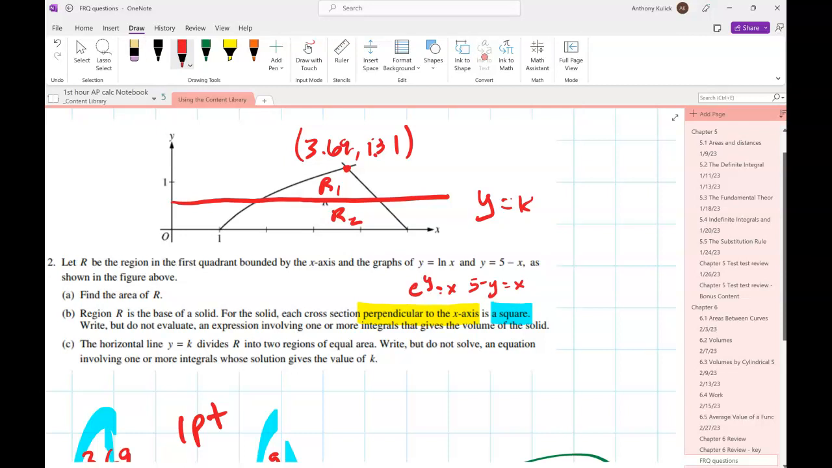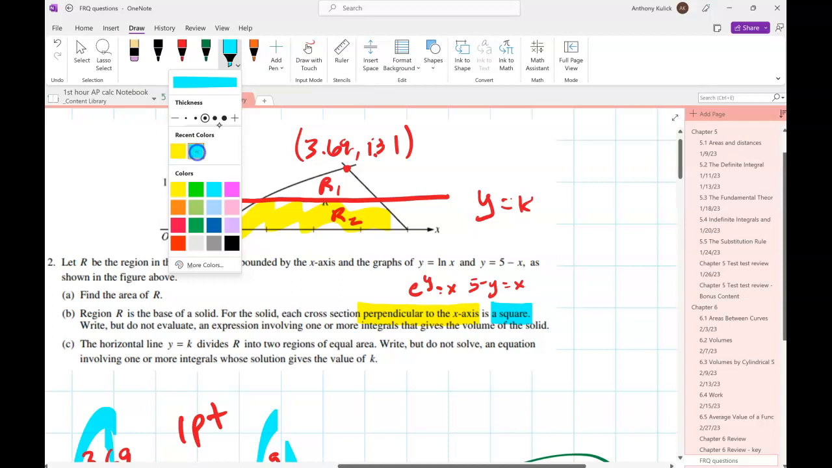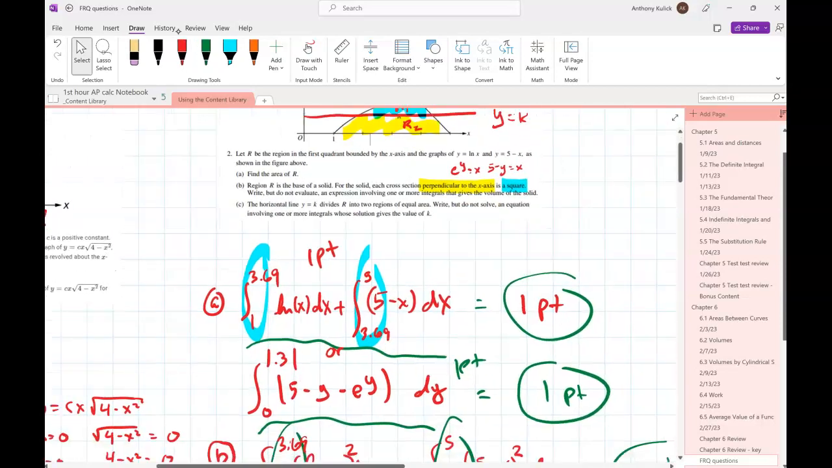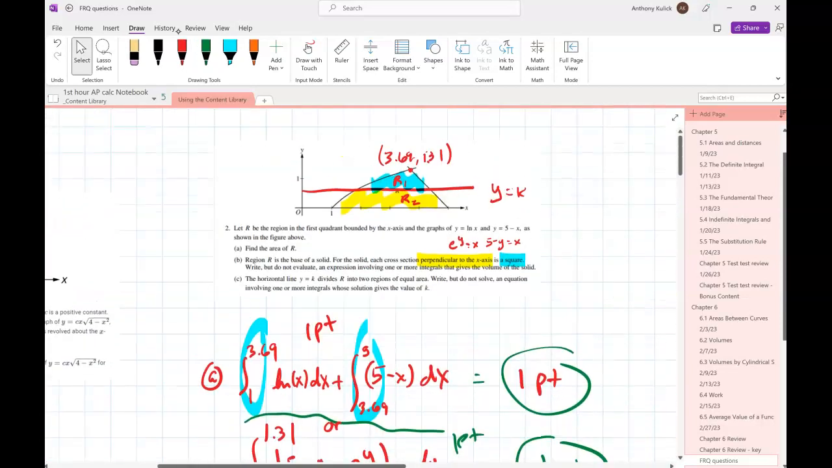Looking at this, do you want to integrate with respect to x or y? I would do y as well, because that way I can use just one integral for this region and then one integral for this region. Everybody agree with that? Or what else could you do? That would be okay, what we just described.